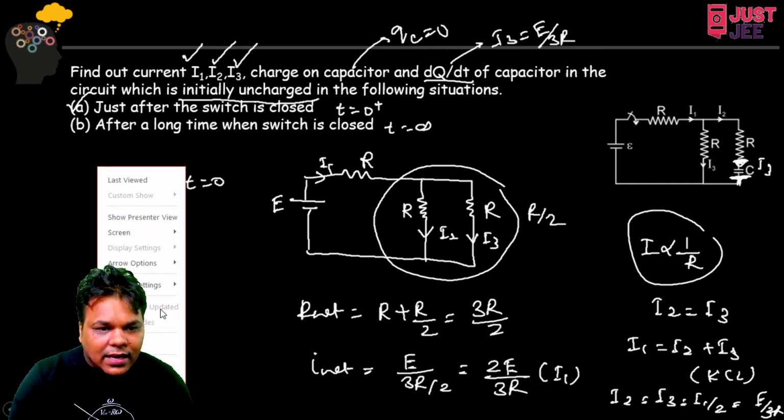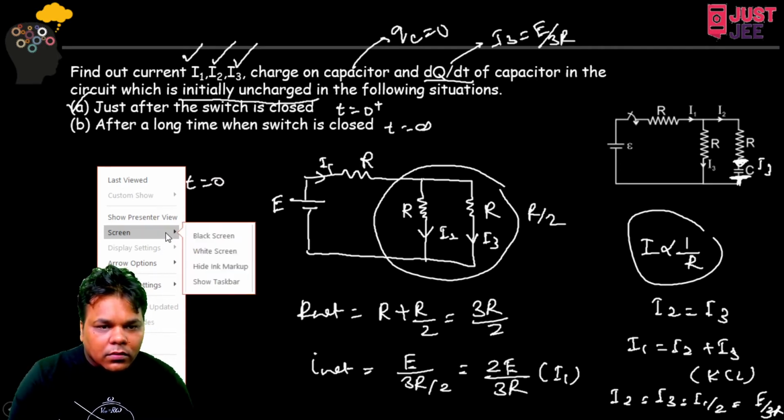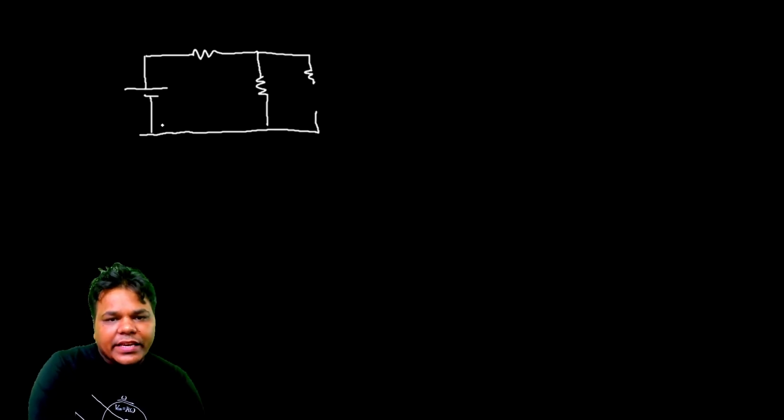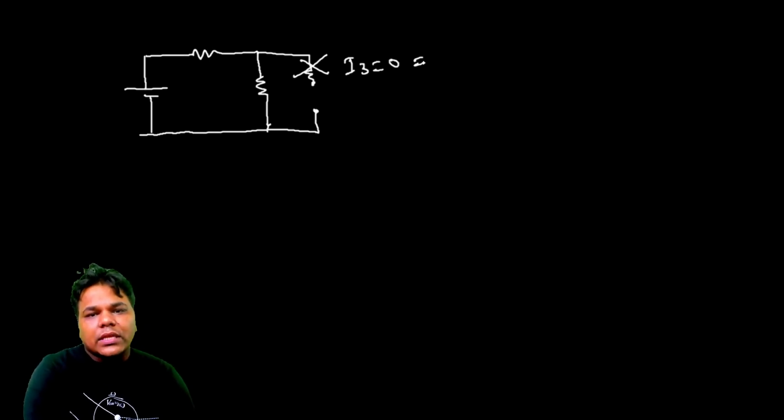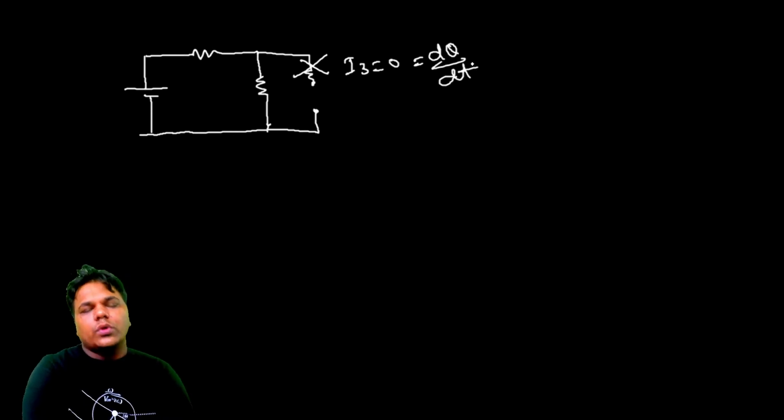Let me just add a slide. Now what I'm going to tell you, we have a capacitor at t is equal to infinite. So we have a battery, we have a resistance, we have another resistance, and at t is equal to infinite, we replace the capacitor by an open wire. So there is no current flow in the branch. That means I3 equals 0, and dq by dt is also 0.